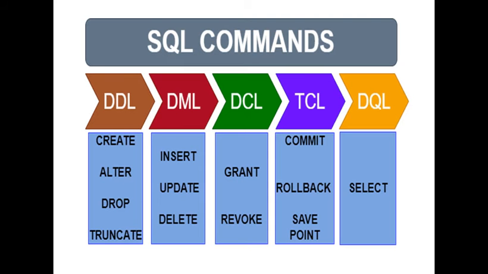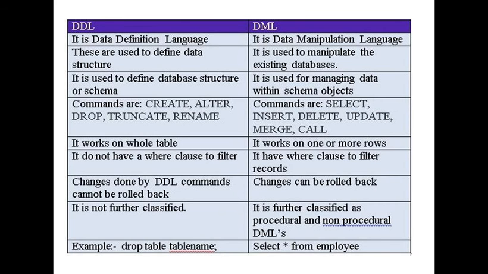Now let us see what DDL and DML are, and what the difference is. DDL is known as Data Definition Language, whereas DML is known as Data Manipulation Language. DDL is used to define the data structure, whereas DML is used to manipulate the existing database. DDL is used to define the database structure or schema, and DML is used for managing data within schema objects.